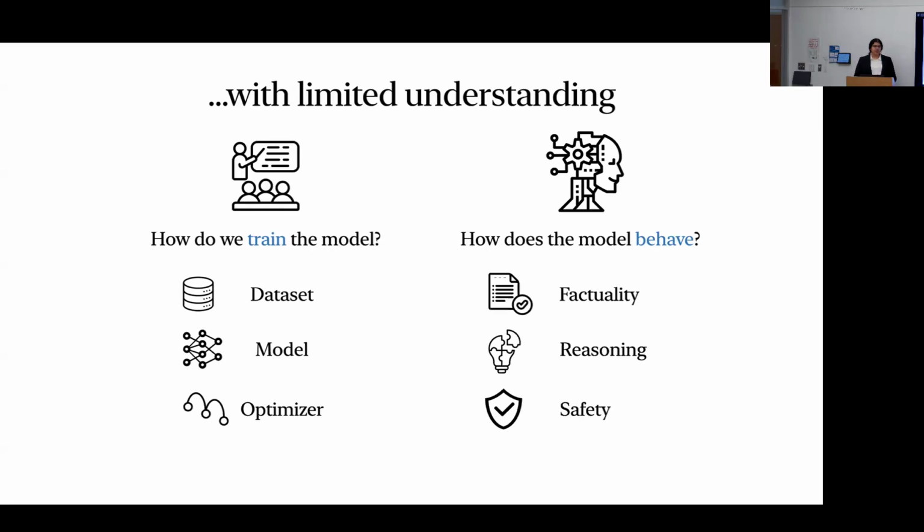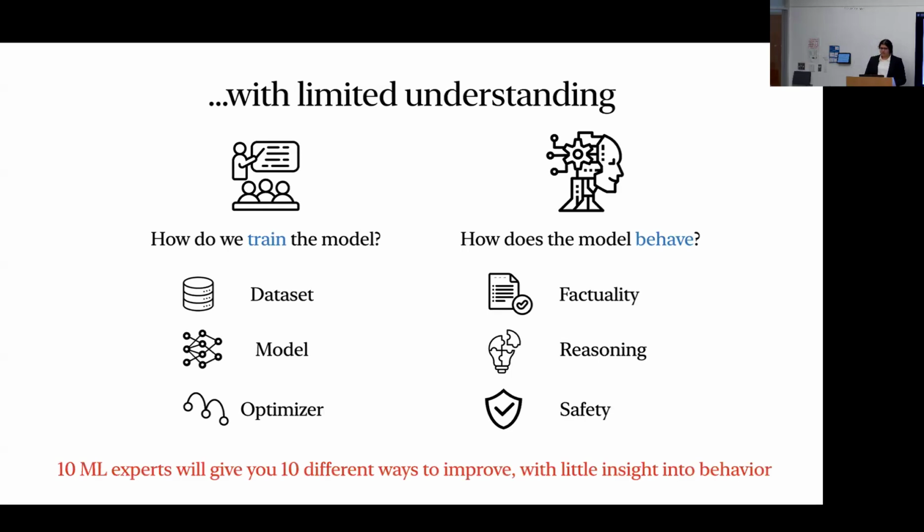For example, we might be interested in how factual the model is, how well it can reason to output new answers, and also how safe it is with respect to toxic content. This means that if you had 10 different machine learning experts, they would actually give you 10 different ways to improve or to create the next generation of frontier models. And it's likely true that they would have little insight into how their scheme would qualitatively change the behavior of the model compared to another one.